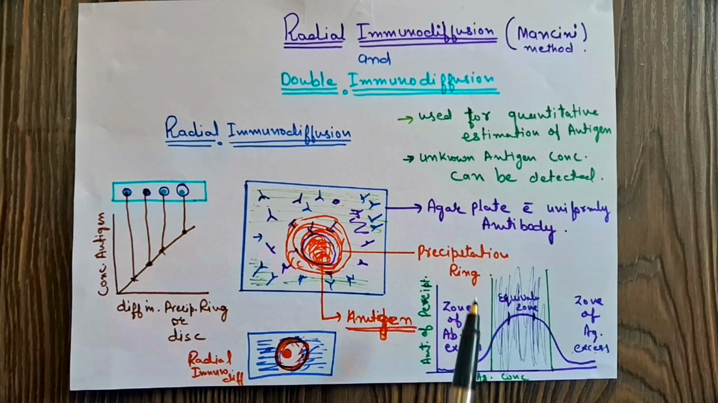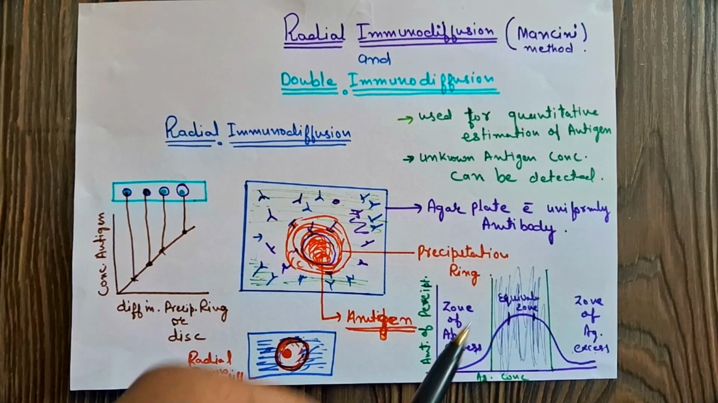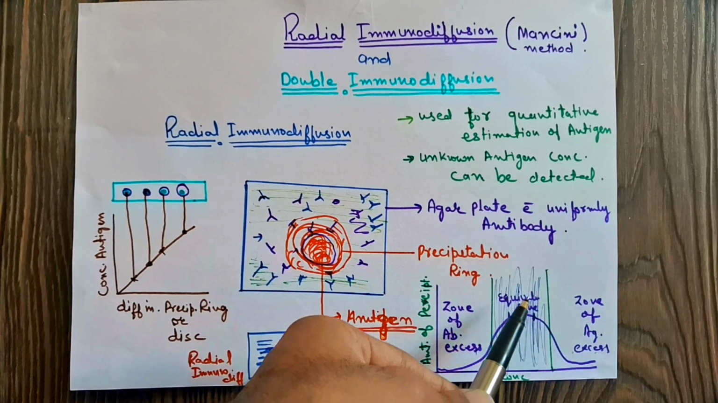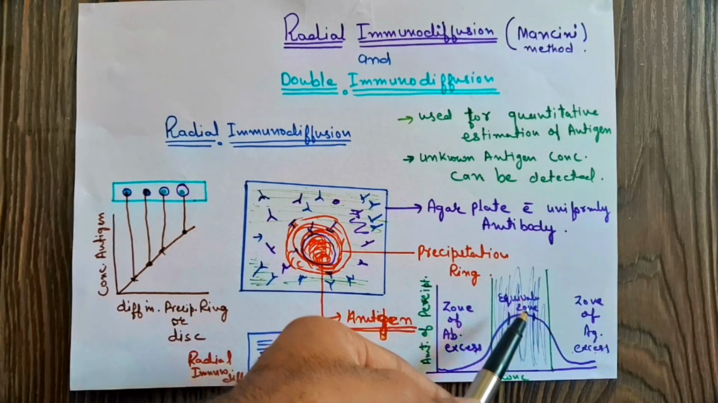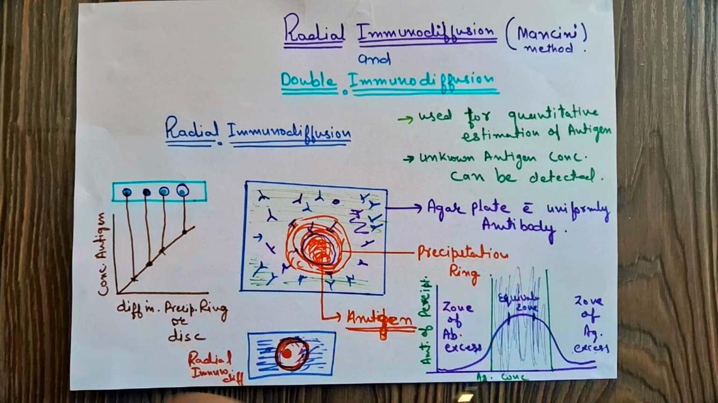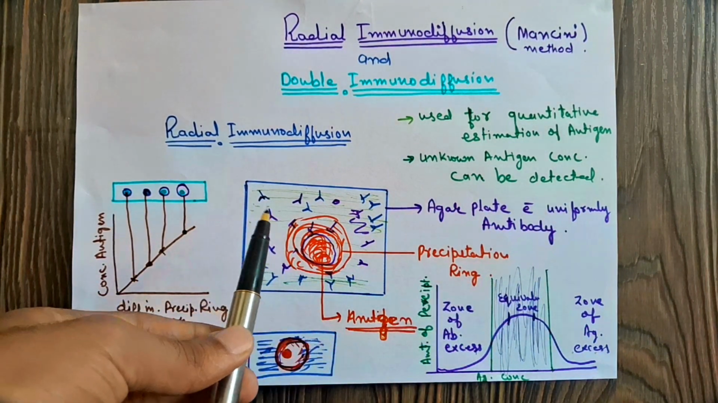For example, let's say this is the zone of antibody excess, this is the zone of antigen excess, and when the concentration becomes equal, the zone of equivalence takes place and forms the precipitation. The same is happening in this technique.